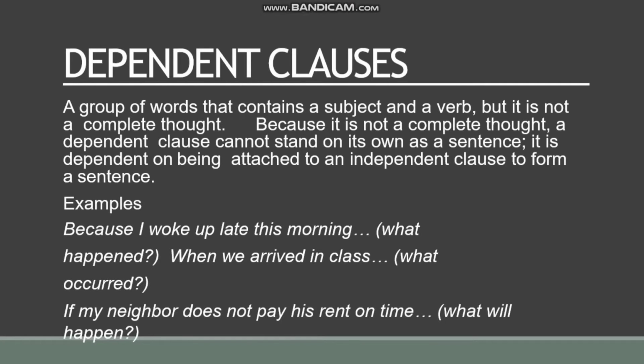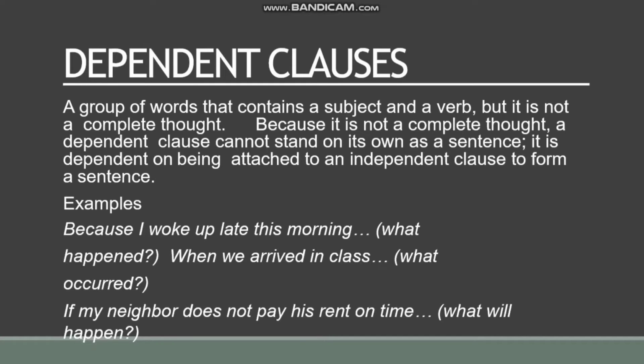So now there are dependent clauses. Dependent clauses are groups of words that contain a subject and a verb, but they are not a complete thought. A dependent clause cannot stand as its own sentence. It depends on being attached to an independent clause to form a sentence, as we can see by its name, dependent. When we attach a dependent clause to an independent clause, it will give us a complete meaning, and it will become a complete sentence. If we just write or speak a dependent clause, it will not be a complete sentence.